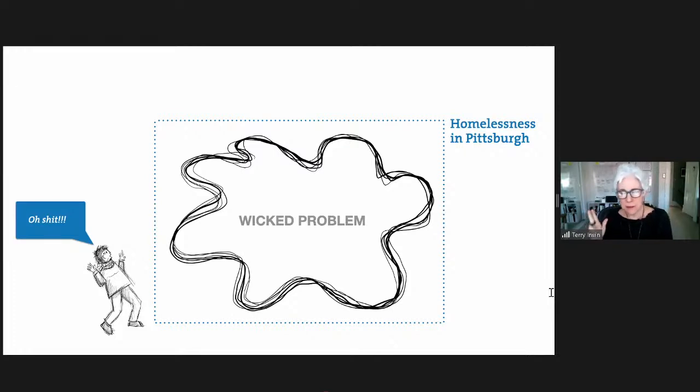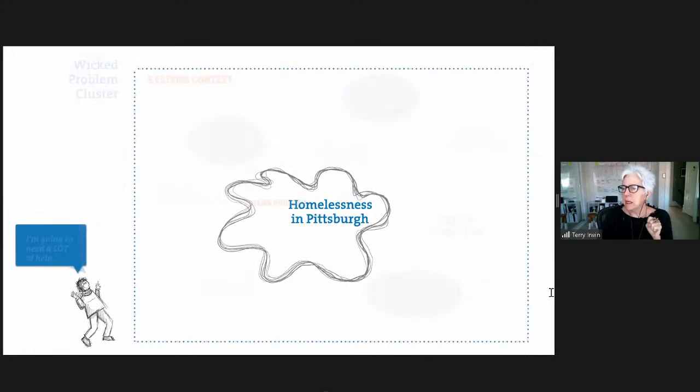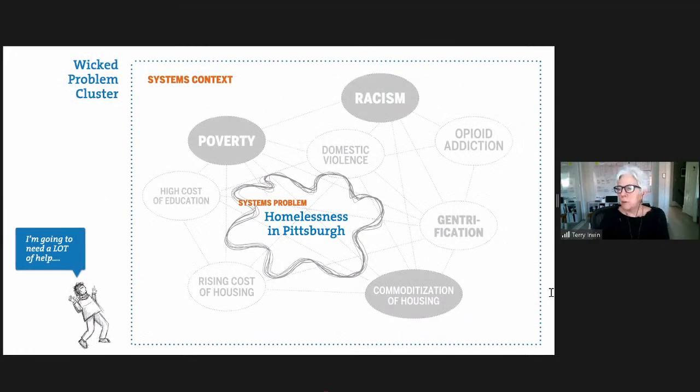But wait, it gets worse. Remember I said most wicked problems are connected to other wicked problems? Well, if you view problems related to homelessness as part of the larger context, it begins to look something like this. And this is the point at which we realize that no single individual or discipline can solve a wicked problem. It requires diverse and radical collaboration over long arcs of time to effectively address it.